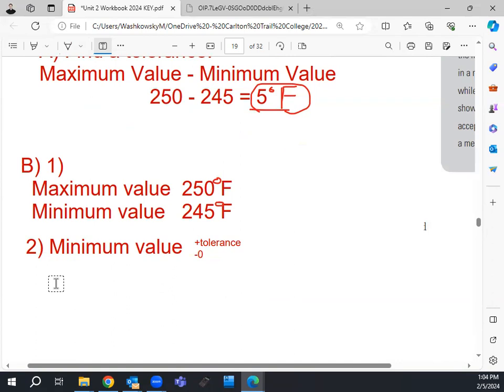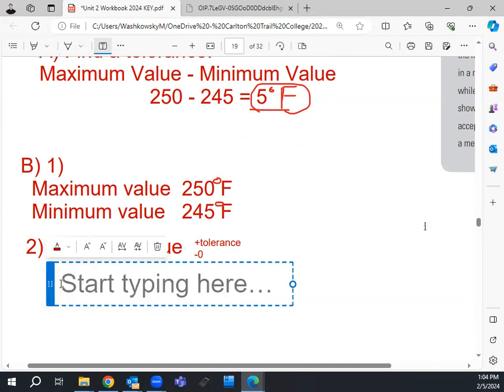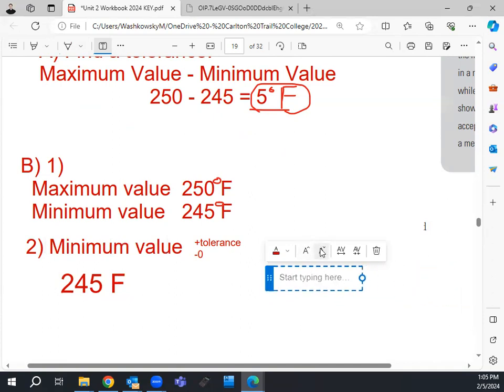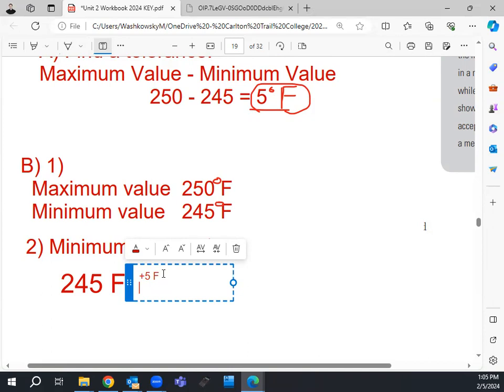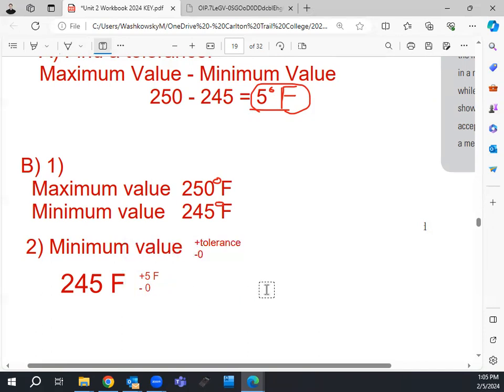So what's the minimum value? What's the coldest this candy can be? 245 degrees Fahrenheit, right? But then, what did we establish my tolerance was? It was 5. The reason this is a plus 5 here, I'm saying that it needs to be at least 245. That's the minimum it has to be. The coldest it can be is 245, but you can add another plus 5. Plus 5 is Fahrenheit. Notice I'm putting the units in there. But you can't make it any colder. You can't take away any temperature. So that's where that minus 0 comes from.